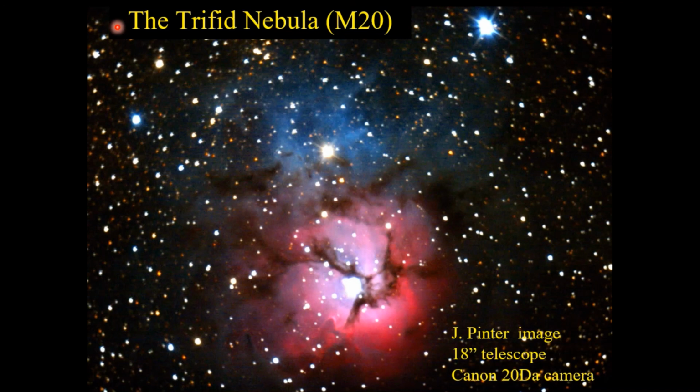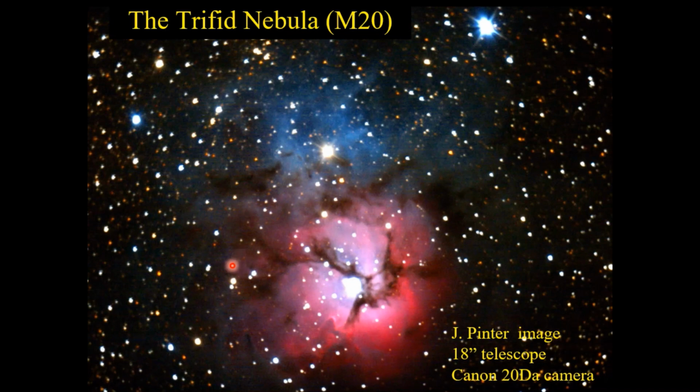This is a favorite object that a lot of amateur astrophotographers like myself like to photograph because of its bright colors. This is the Trifid Nebula. And again, what we're seeing here is a large collection of mostly hydrogen gas, but we can also see dust clouds. And this is another stellar nursery, they call it, where new stars are being born.